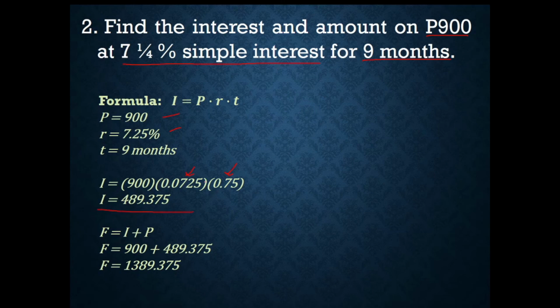We now find the interest by multiplying these values together with the principal. So our interest is 489.375 pesos. Okay, to find the amount now, since we already have the interest, we just add the interest and the principal, 900 and 489.375, and we'll now have a maturity value or a final amount, which is 1,389.375 pesos.